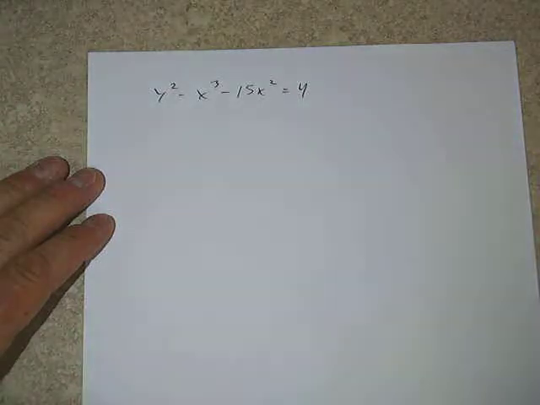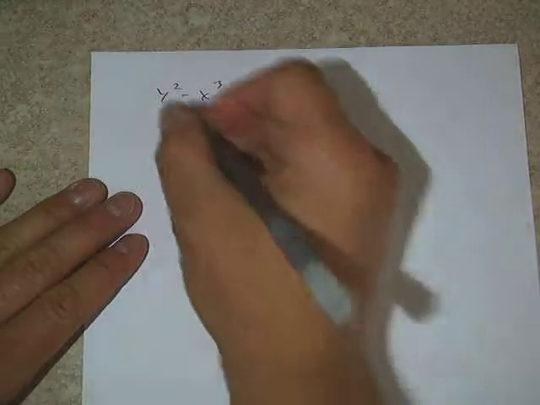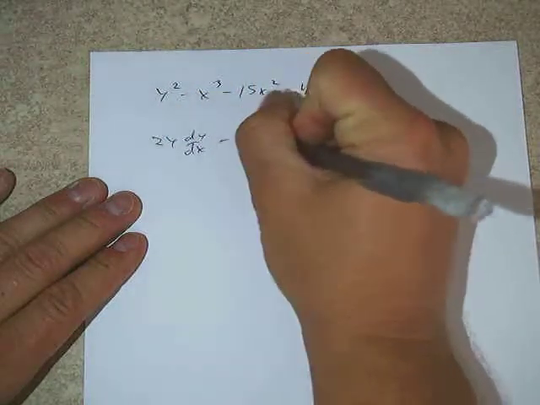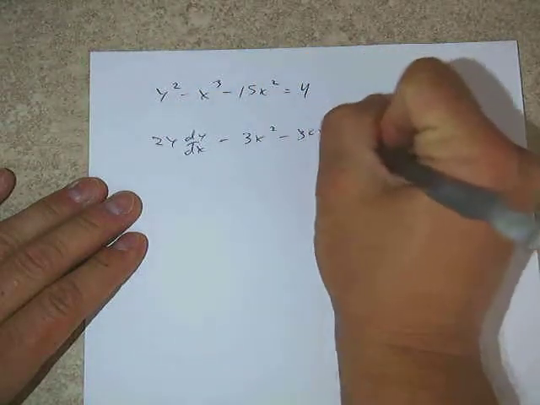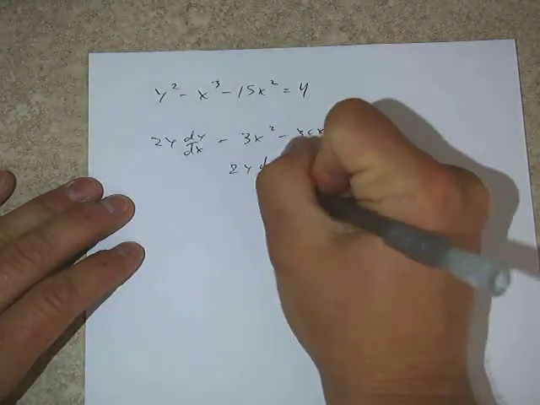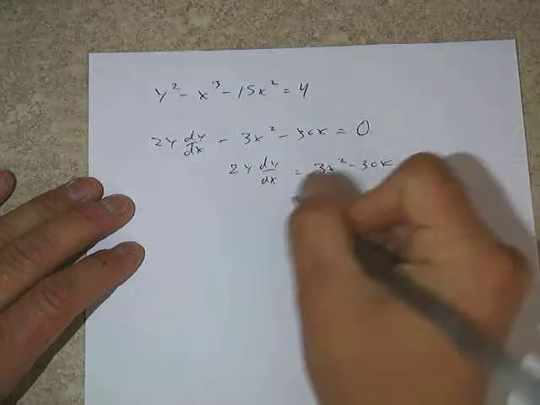Number 43 says y squared minus x cubed minus 15x squared equals 4. It says, for what values of x does the curve have horizontal tangent lines? Well, if it had horizontal tangent lines, then what would be the case? The derivative would have to equal what? Derivative would have to equal 0, wouldn't it?